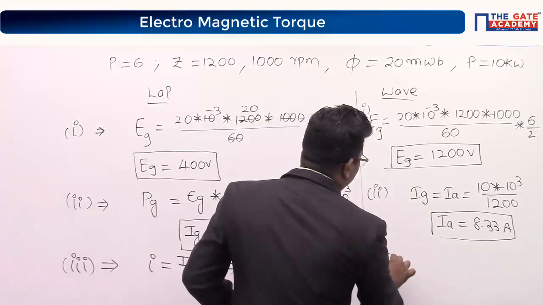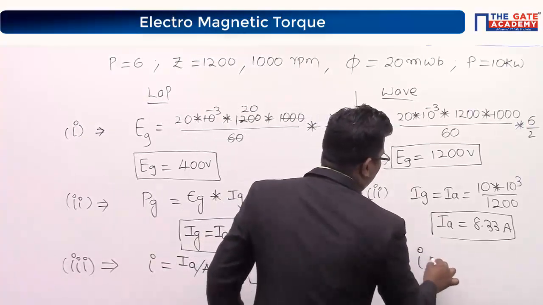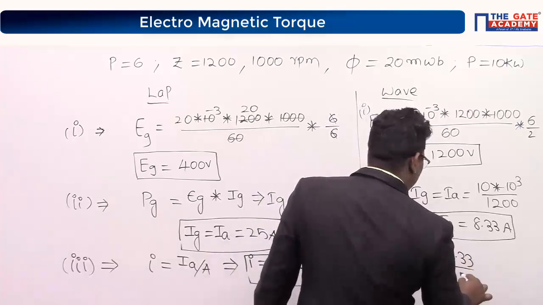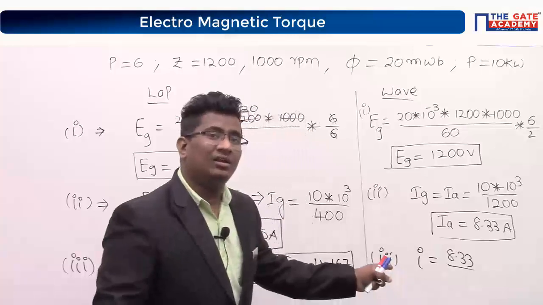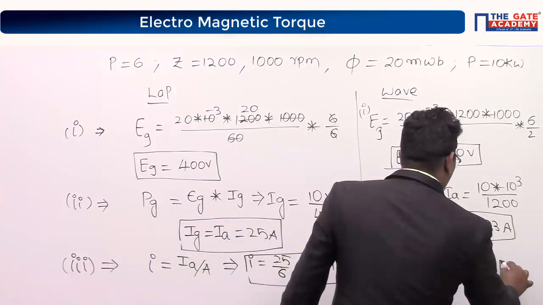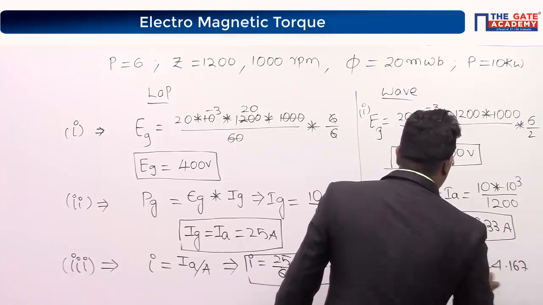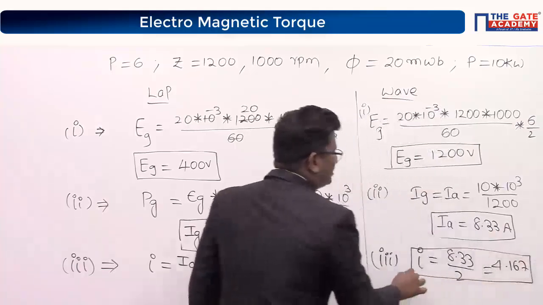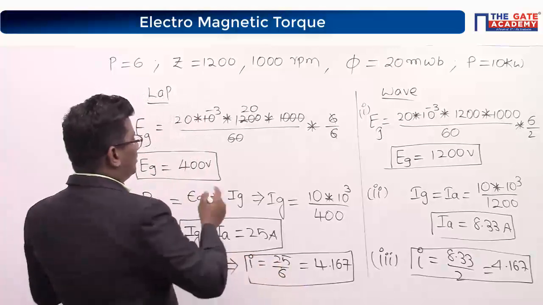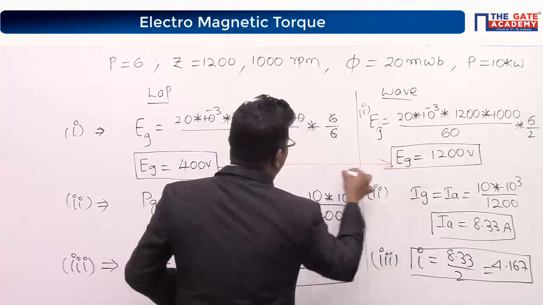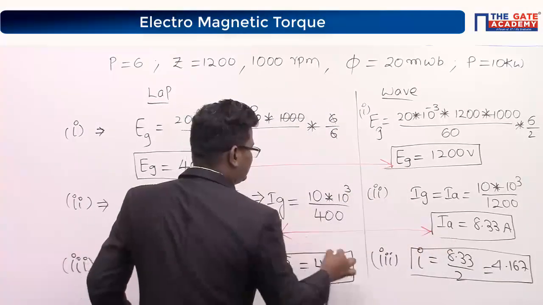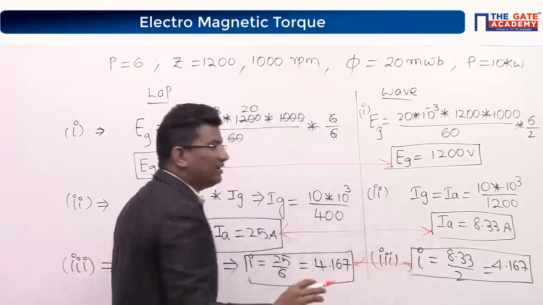Similarly, for the third case, small i is equal to 8.33 by how many parallel paths we have here? 2. A wala also 4.167. Correct? Just do one thing. Just compare. See voltages. See currents. See these currents. Okay, I will tell you one by one.